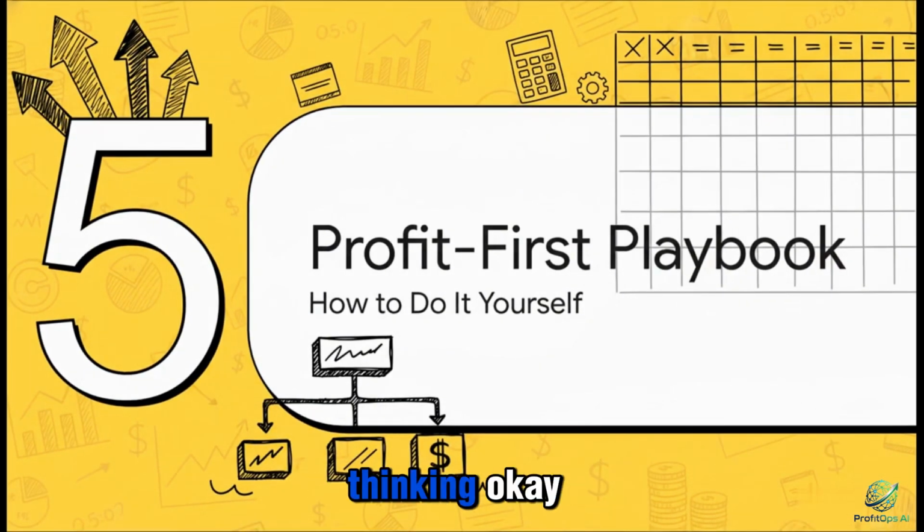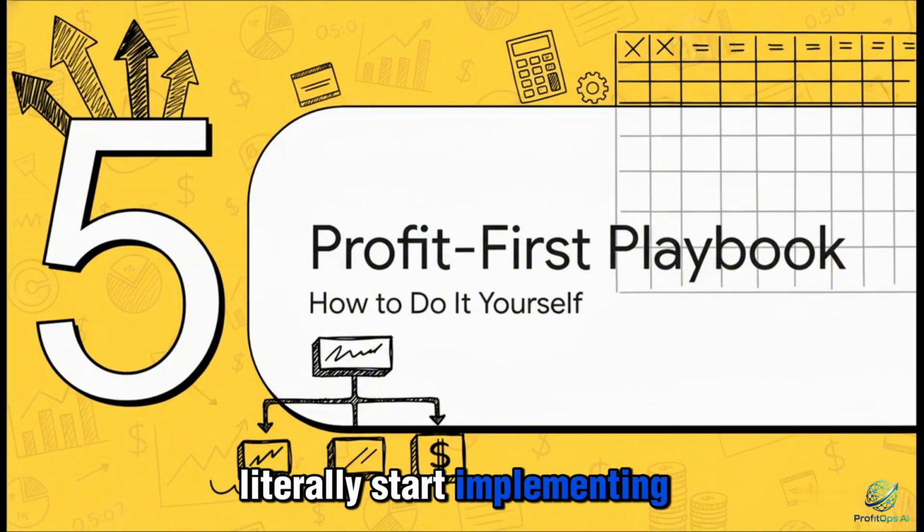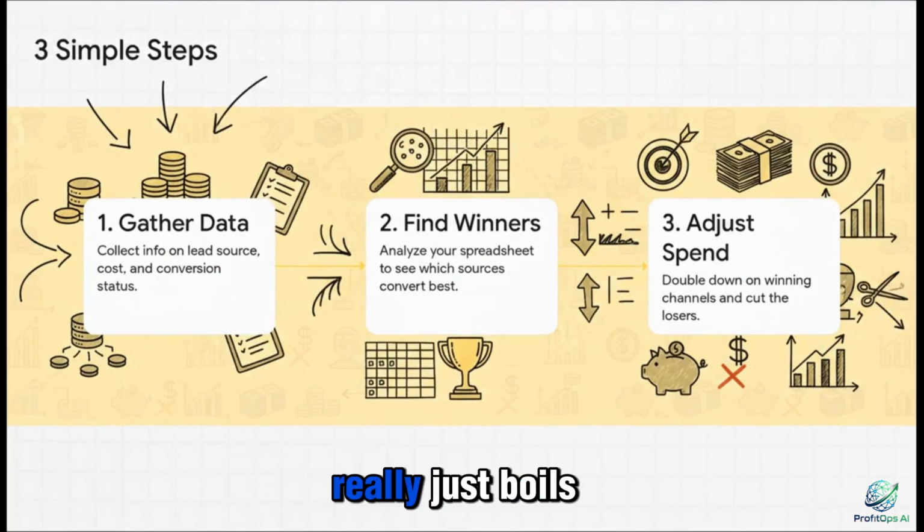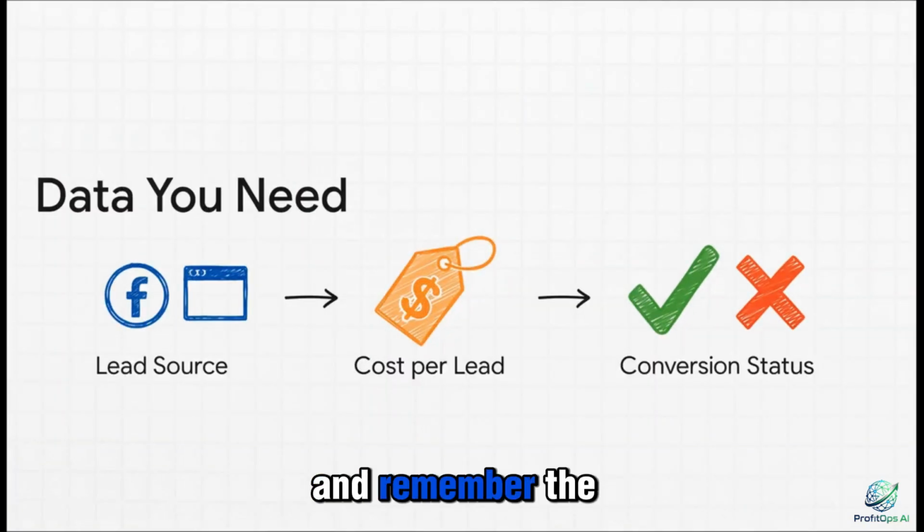So, you're probably thinking, okay, how can I do this myself? Let's walk through a super simple profit-first playbook that you could literally start implementing this week. It really just boils down to 3 simple steps. First, gather your data. Second, use that data to find your winning lead sources. And third, adjust your ad spend to double down on those winners and completely cut the losers. It is that straightforward. And remember, the data you need to gather is so simple. You just need to know the source of the lead, roughly what it costs to get it, and a simple yes or no for whether they became a customer. That's your entire data set.